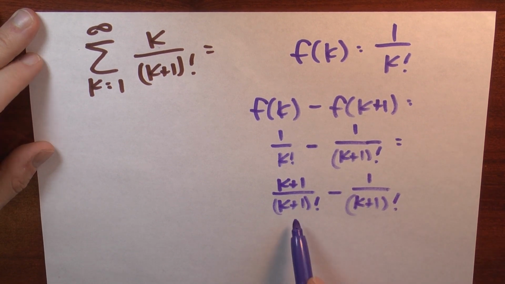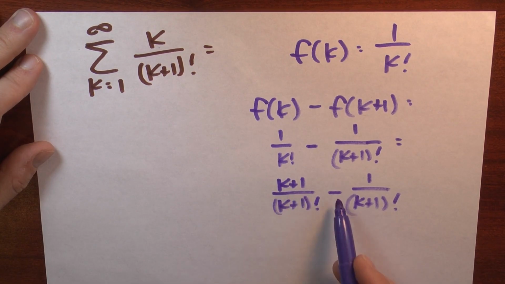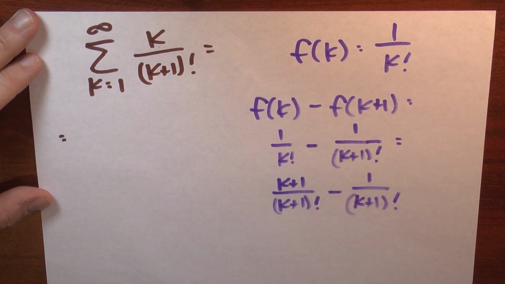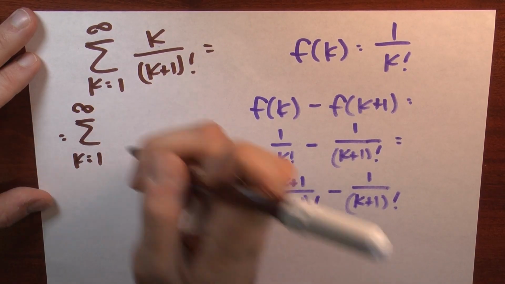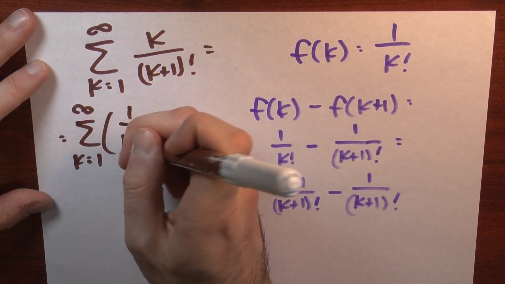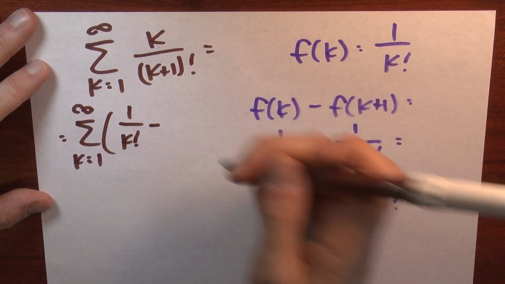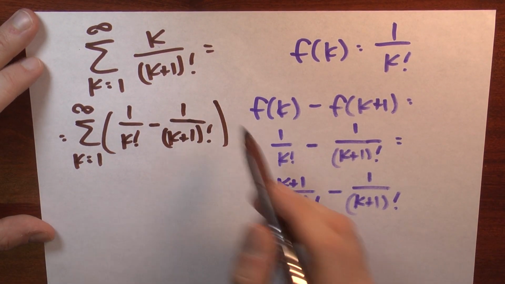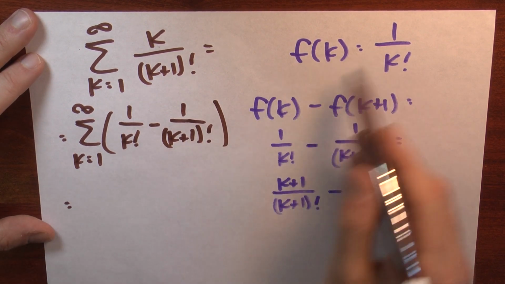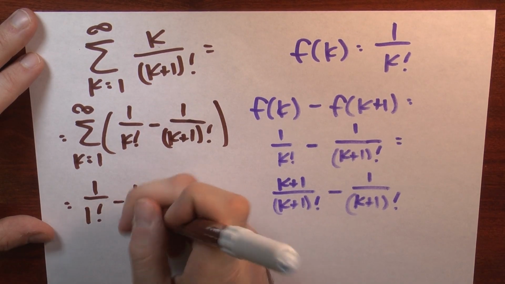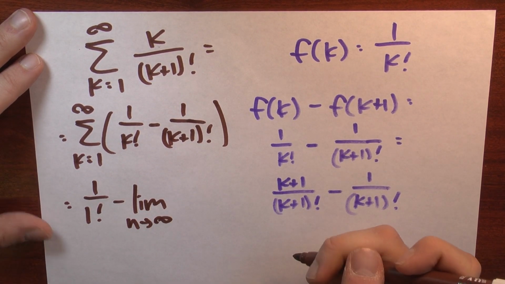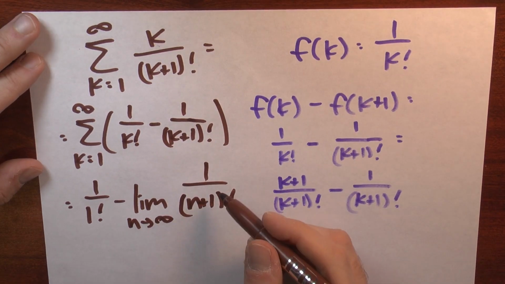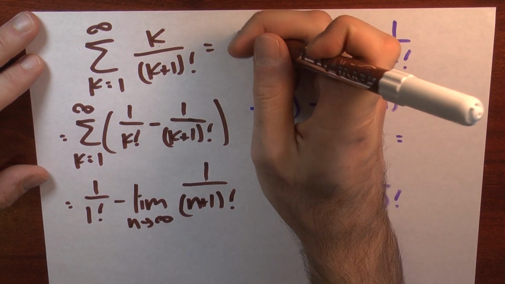And what happens here is that I've got a k plus 1 factorial in the denominator and a k plus 1 minus 1 in the numerator. That's a k. So indeed, this sum is the sum k goes from 1 to infinity of this function, 1 over k factorial, minus this function at k plus 1, which is 1 over k plus 1 factorial. But now this infinite series is just its value of this function when k equals 1, which is 1 over 1 factorial, minus the limit as n approaches infinity of this function, 1 over n plus 1 factorial. But this limit is 0. And that means that this infinite series has value 1.